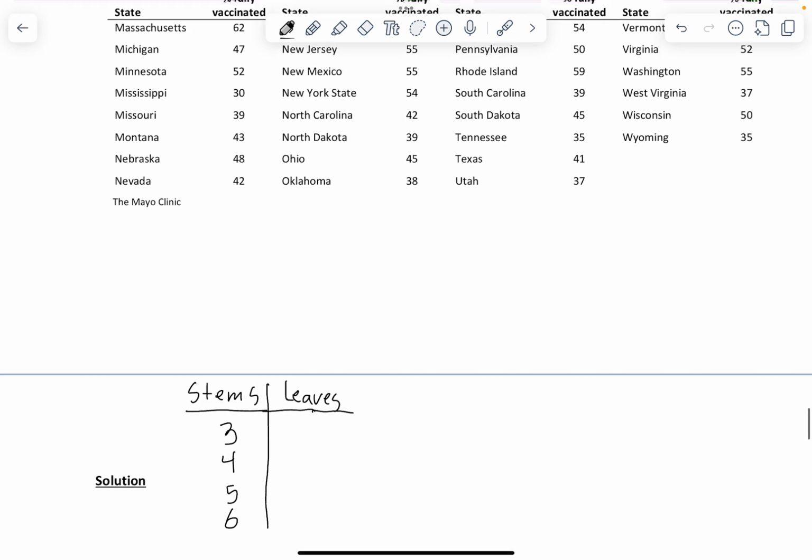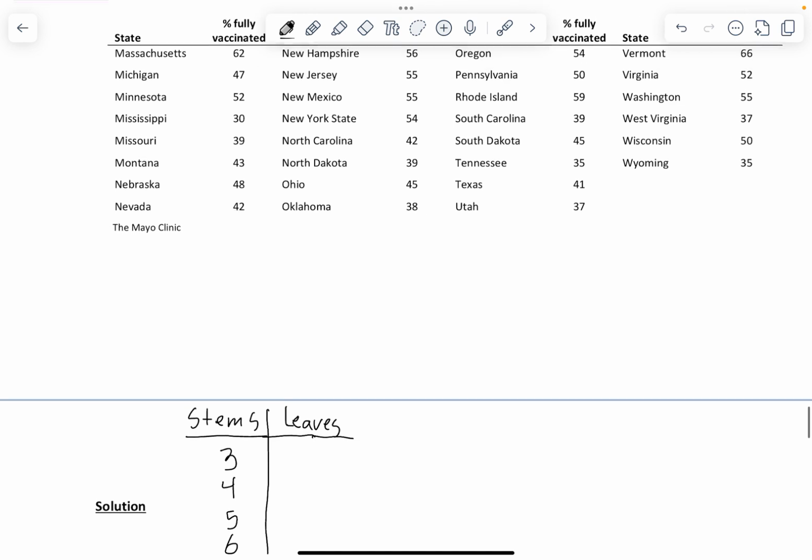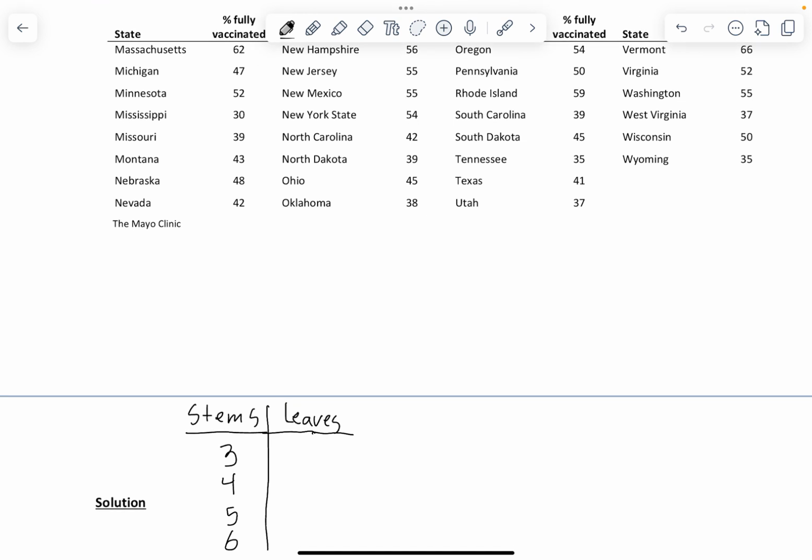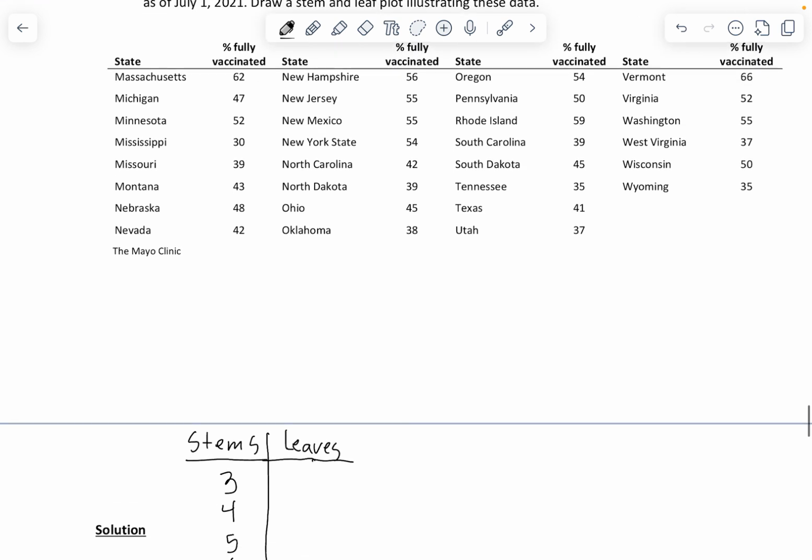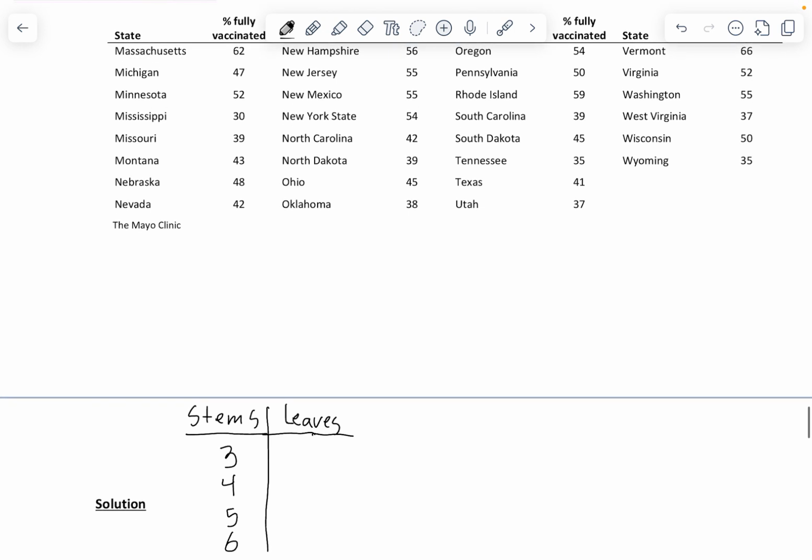So let's just go through the data one by one, column by column. Massachusetts has a stem of 6 and a leaf of 2. So I'm going to put the leaf right here. Maybe I'll cross it off as I go, just so I know I've covered that one. Michigan has a stem of 4, a leaf of 7. Minnesota, 52. We'll put a 2 there.